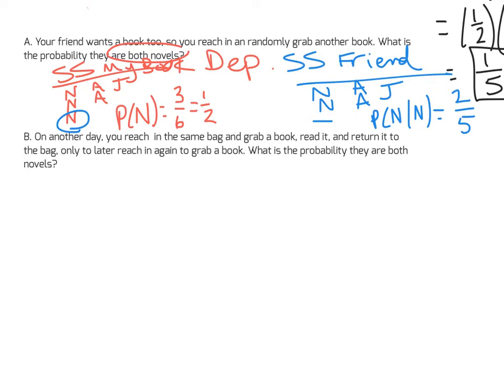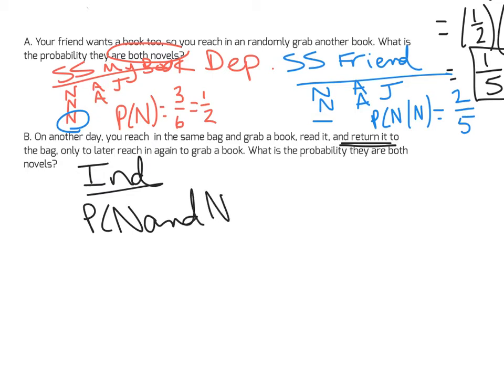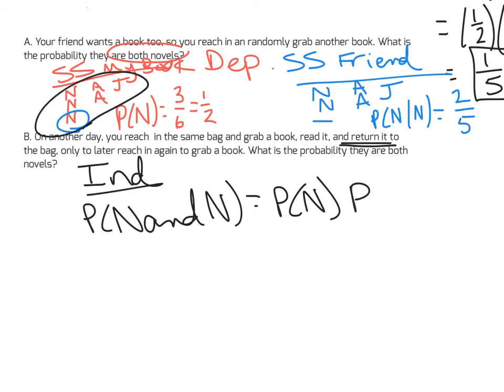So these are independent events because I've replaced the book. Anytime you return it to the original thing, then that returns the sample space to the original sample space, and they're independent events. So we just need to know the probability of novel and novel in this situation is just the probability of having a novel out of the original sample space times the probability of having a novel out of the original sample space again, because we put the book back. So it's a half times a half.